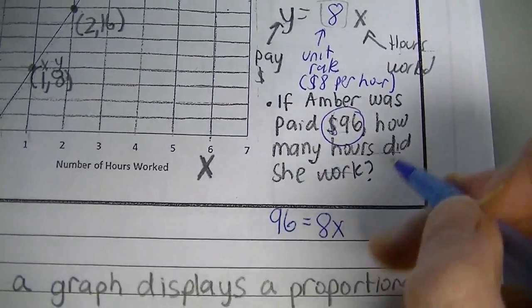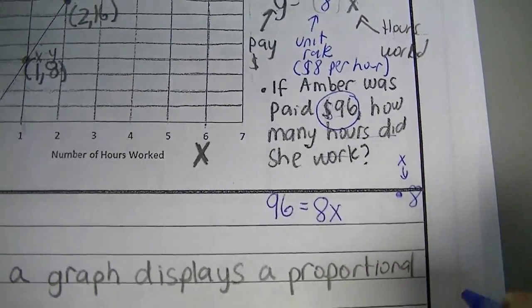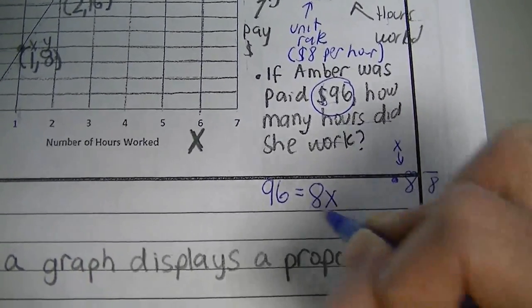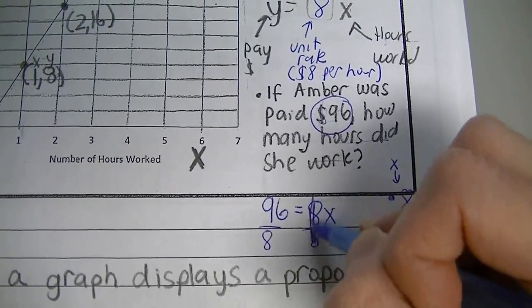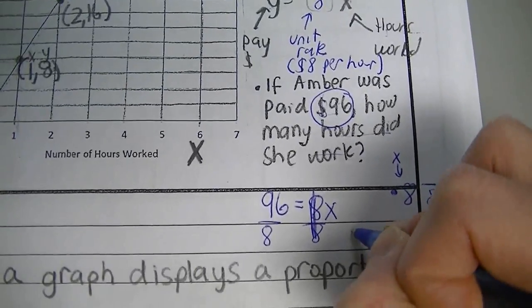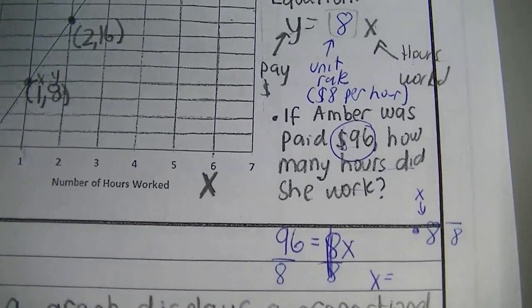So I'm going to build it. So we started with x, then we multiplied it by 8. So the inverse operation of multiplying by 8 is to divide by 8. So we're going to divide this side by 8 and this side of the equal sign by 8. 8 divided by 8 is 1. 1 times x is 1x or x. 96 divided by 8 is 12.